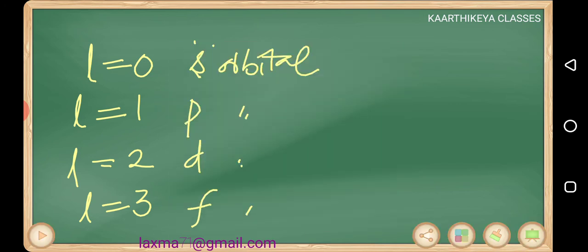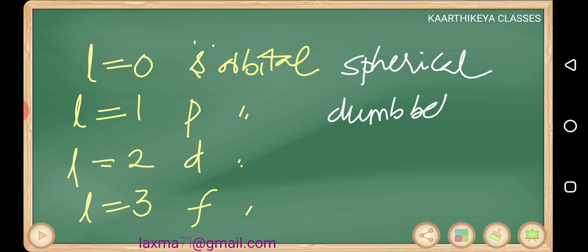Here are the shapes of orbitals. The s orbital is spherical. We'll discuss the shapes in another class. p is a dumbbell, d is a double dumbbell, and f is a four-fold dumbbell.